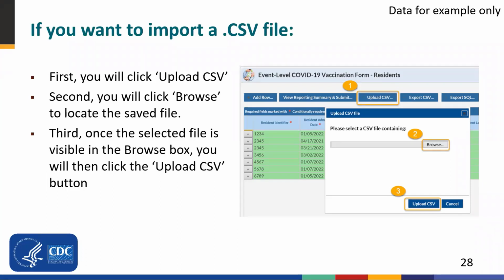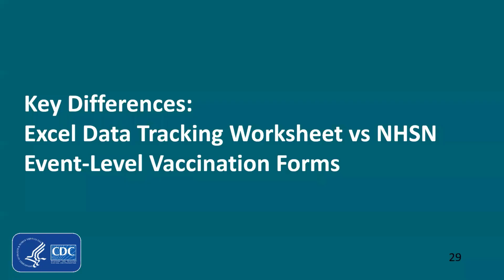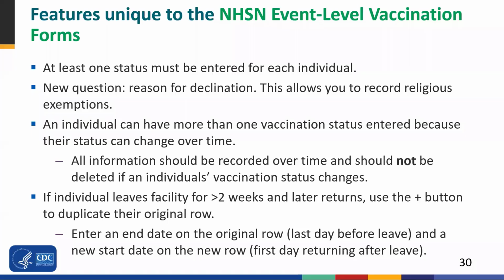We will now summarize a few key differences between the Excel data tracking worksheet and the NHSN event-level vaccination forms. These differences will be important to keep in mind as you transition to using the NHSN event-level vaccination forms. Let's discuss some key features that are unique to the NHSN event-level vaccination forms. At least one status has to be entered for each individual. There's a new question, reason for declination. This allows you to record if an individual declined vaccination due to receiving a religious exemption.